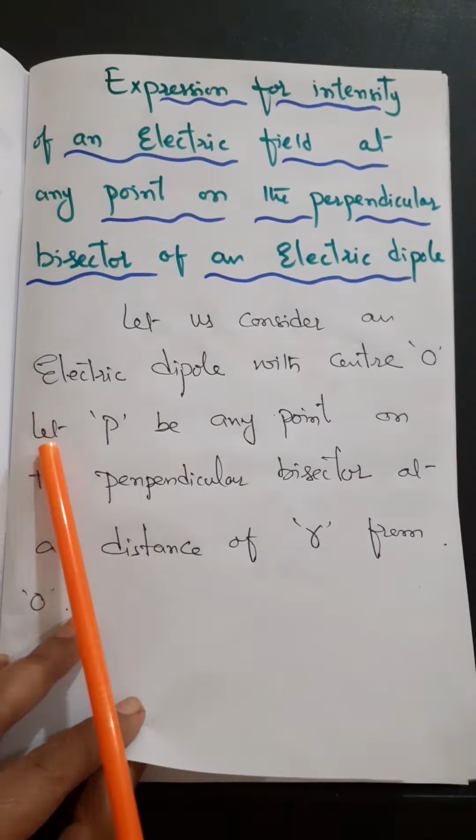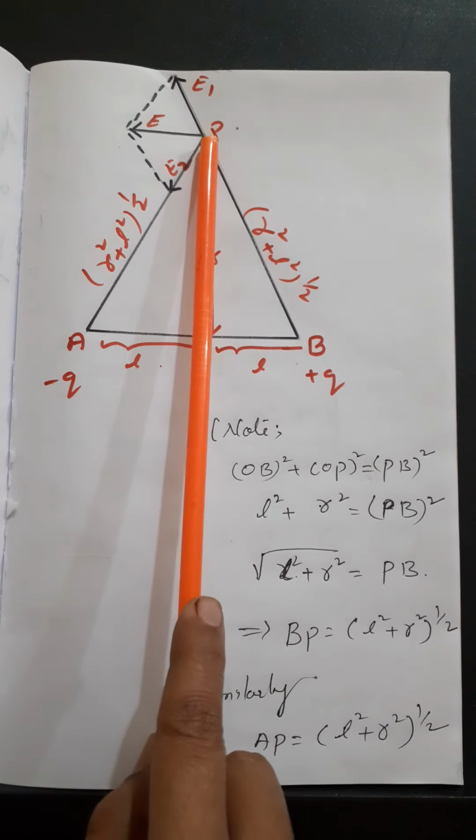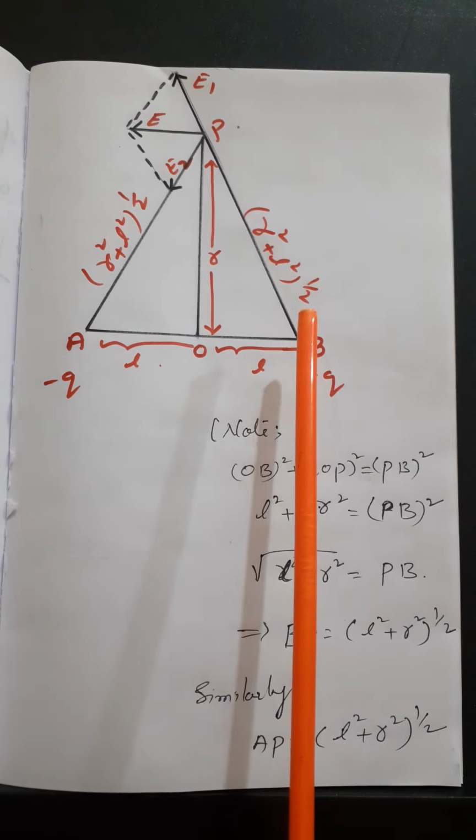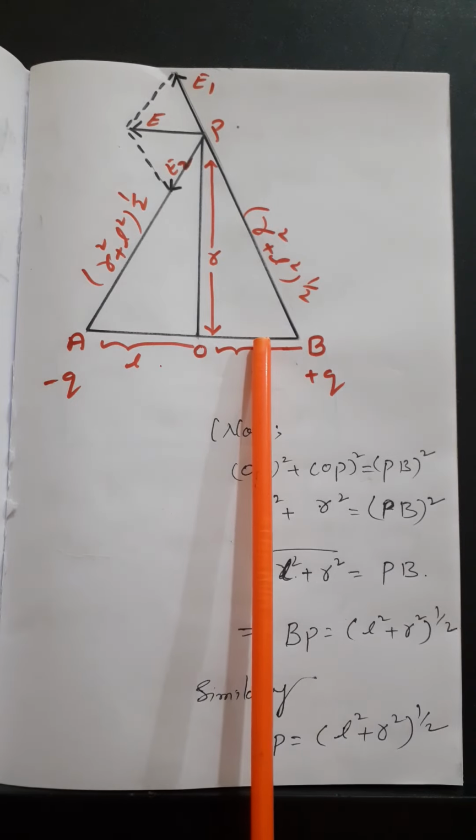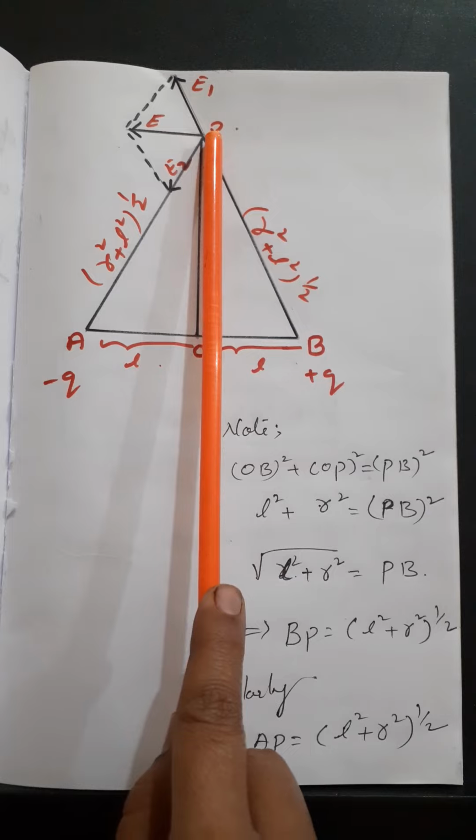Here I wrote square root of r square plus l square for PB, and square root of r square plus l square for PA, because according to the Pythagoras theorem, in any right triangle, for example OBP or OPA, the square of the hypotenuse is equal to the sum of the squares of the other two sides. The two sides are OB and OP, so the sum of the squares of these two sides will be equal to the square of the hypotenuse, that is PB square.